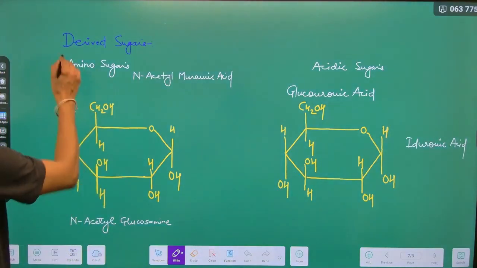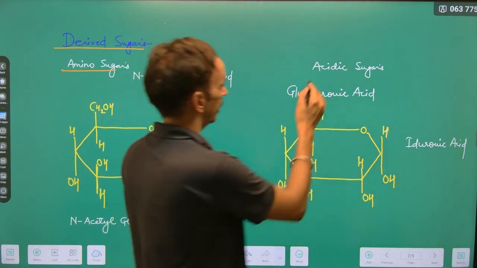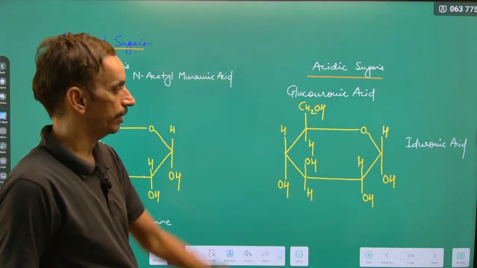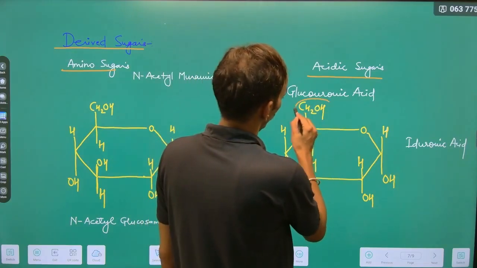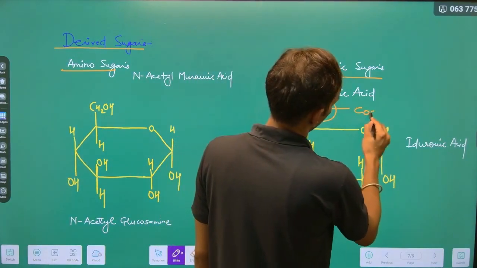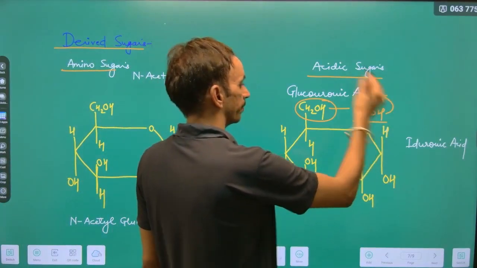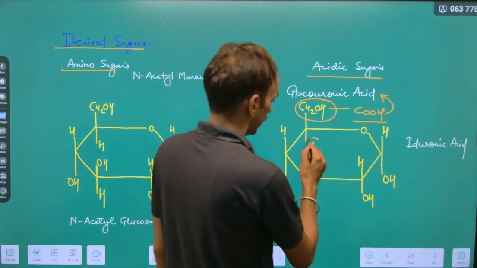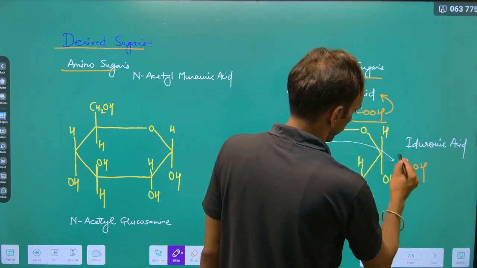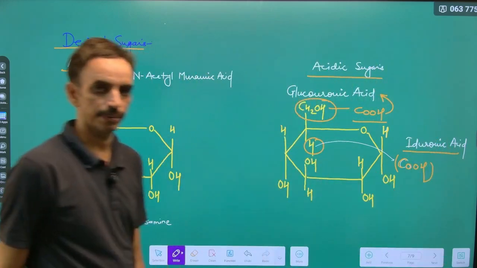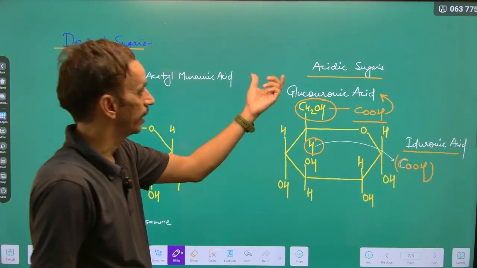Next are the derived sugars. These are sugar derivatives. They are of two types, amino sugars and acidic sugars. If we talk about acidic sugars, the structure you are seeing is the structure of glucose. If this CH2OH is replaced by an acidic group, then it is known as glucuronic acid. And if there is a replacement of this H with an acidic group, then it is called iduronic acid. It is very simple. So glucuronic acid and iduronic acid are acidic sugars.